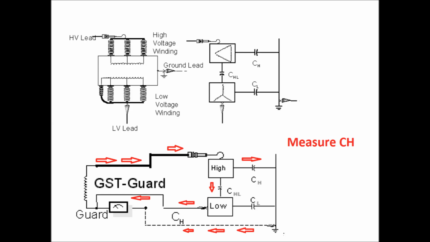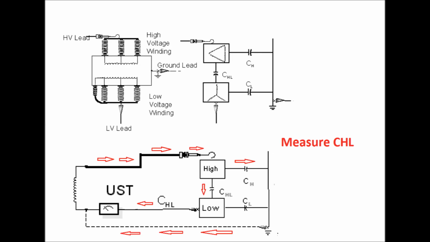Here, since it is a GST guard mode, the LV lead current is guarded, and therefore it only records the current flowing from the high voltage winding to the ground, and therefore it only measures the capacitance between the high voltage winding and ground. So in GST guard, only CH is measured.